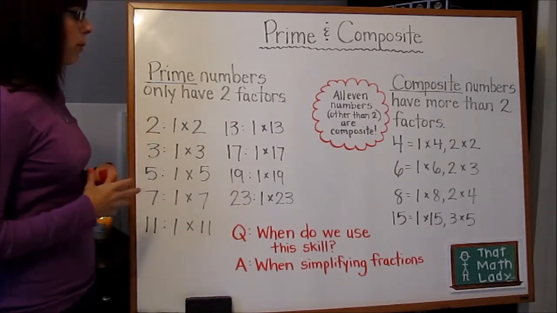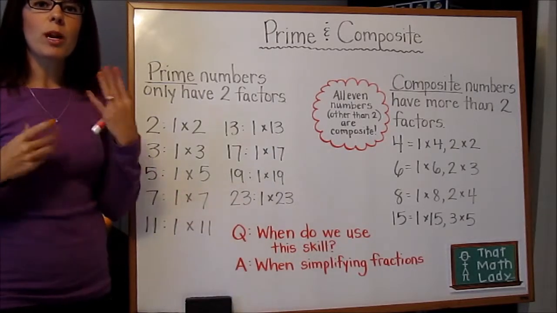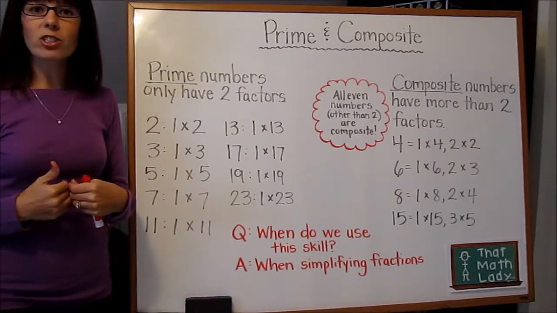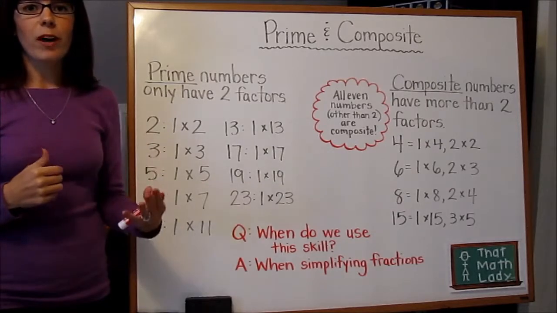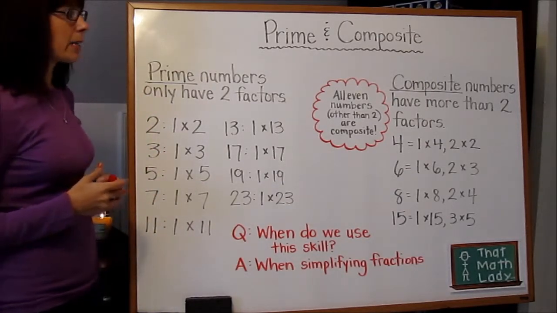And we need to know about prime numbers when we are simplifying fractions. Because when you get to a number, a numerator or a denominator in a fraction, you need to be able to know if you can simplify it any further. And the best way to do that is to know if it's prime or not.